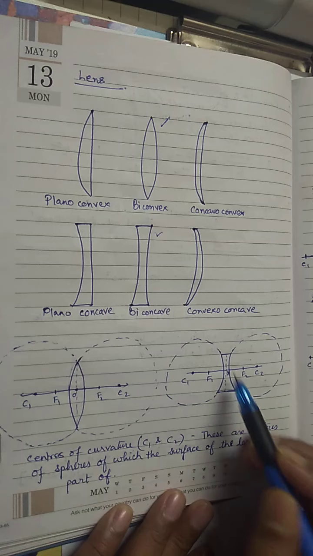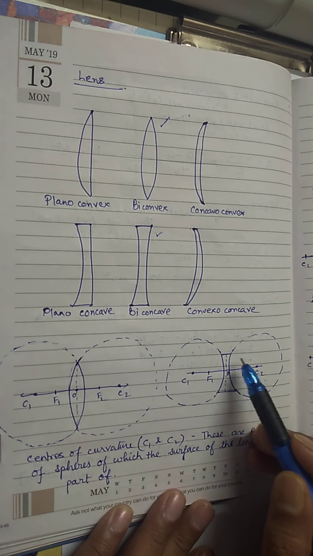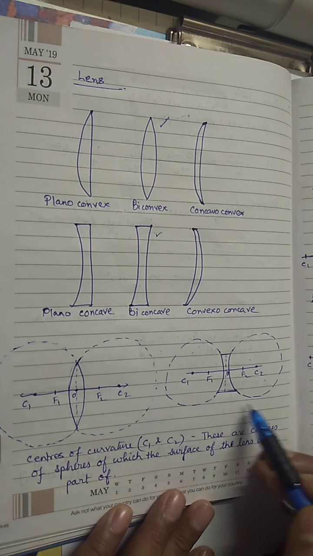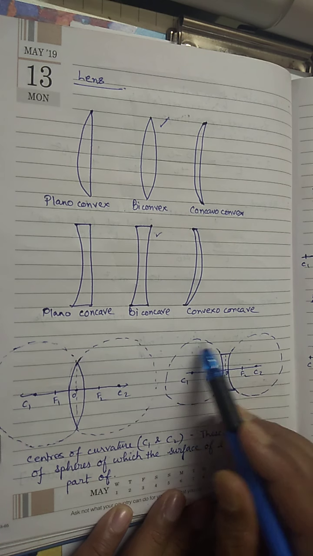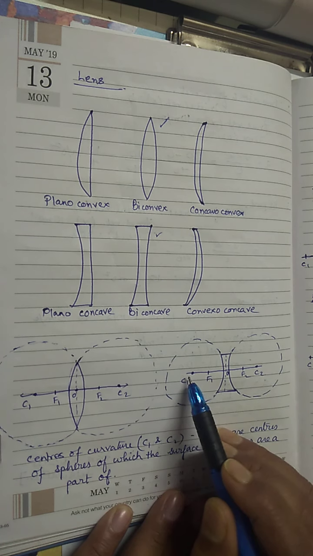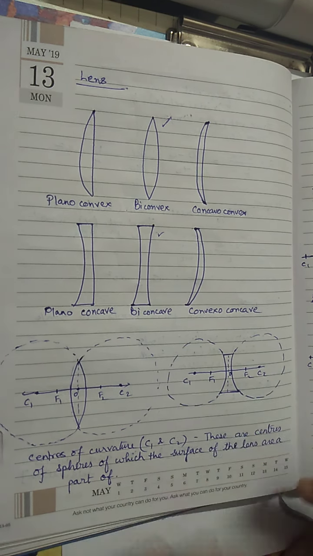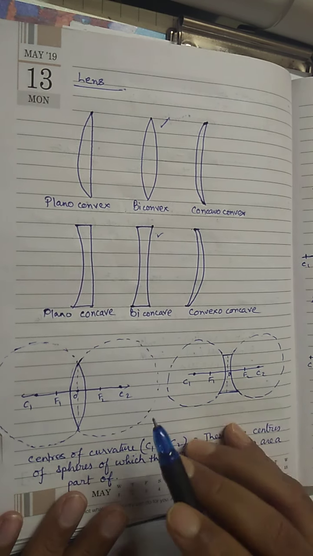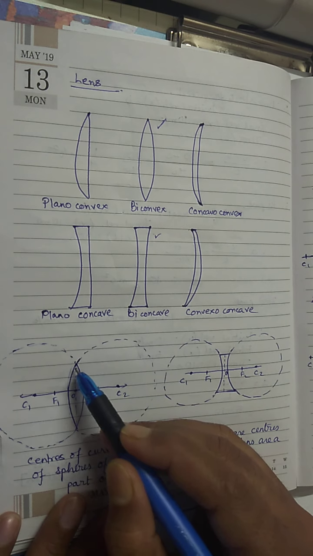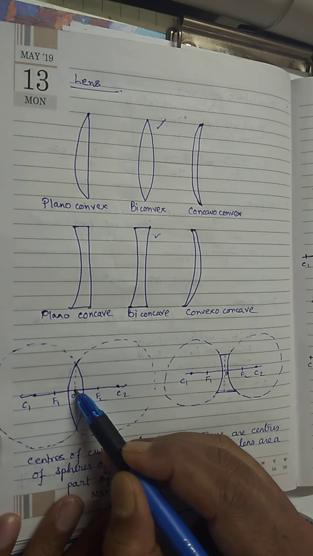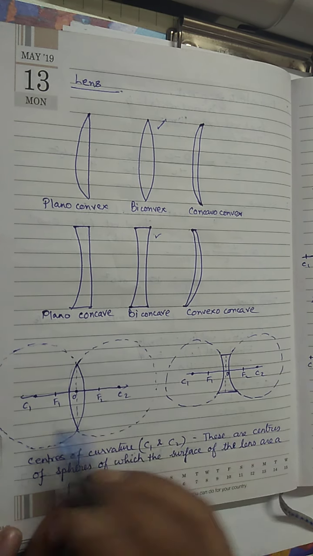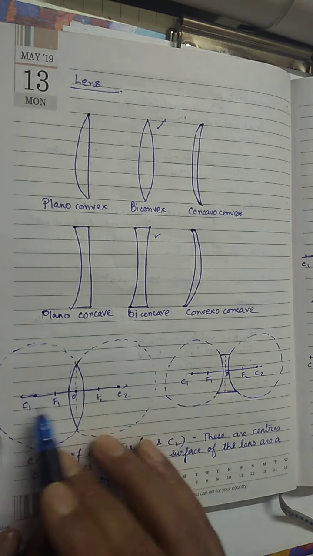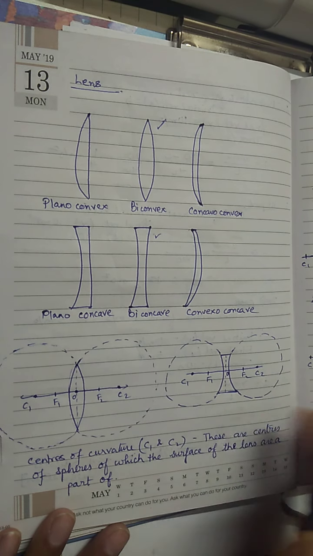Similarly, in a concave or biconcave lens, this surface is considered to be part of this sphere, this surface is considered to be part of this sphere. The centers of the spheres are called the centers of curvature. Now, next, you have seen in the midline of this lens, I have marked a point on the principal axis. Principal axis, you know, is the straight line joining the centers of curvature and extended beyond.